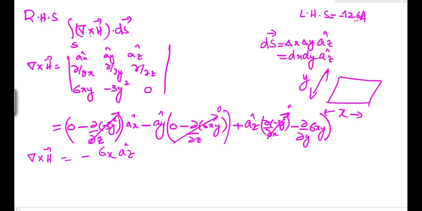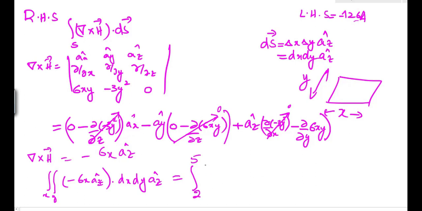So now we have the ds, the del cross H, and the surface area vector we have already computed. So we can now solve the right hand side, which is the surface integral with respect to x and y. The del cross H we have obtained is minus 6x az, and the dot product with respect to the ds, which is dx dy az. So the dot product of the unit vectors gives you 1. We are left with the limits of x from 2 to 5, and the limits of y from minus 1 to 1, and we have to solve this now, and we will see what we get.